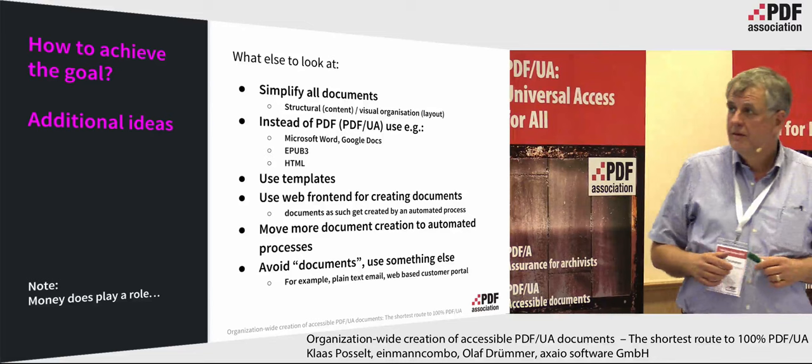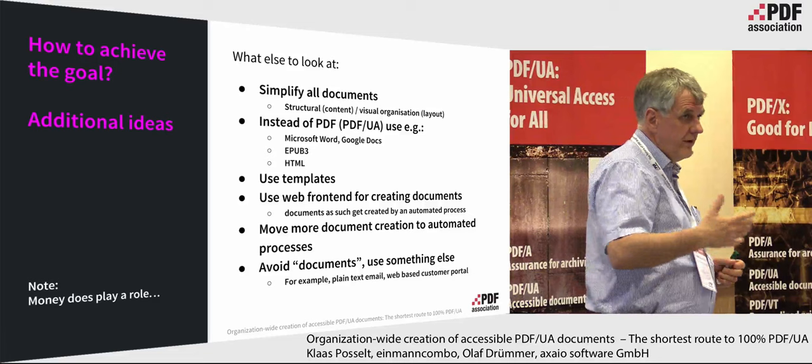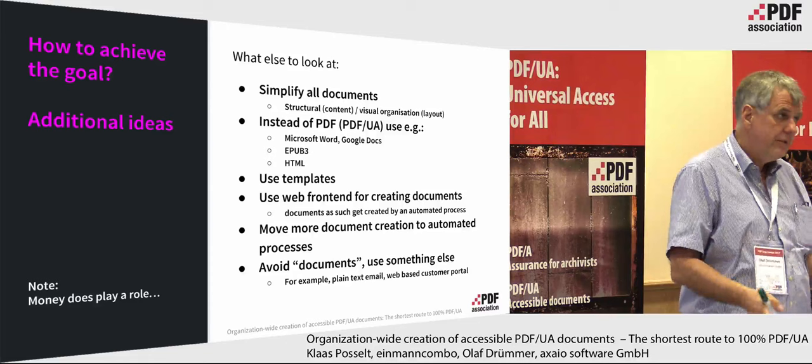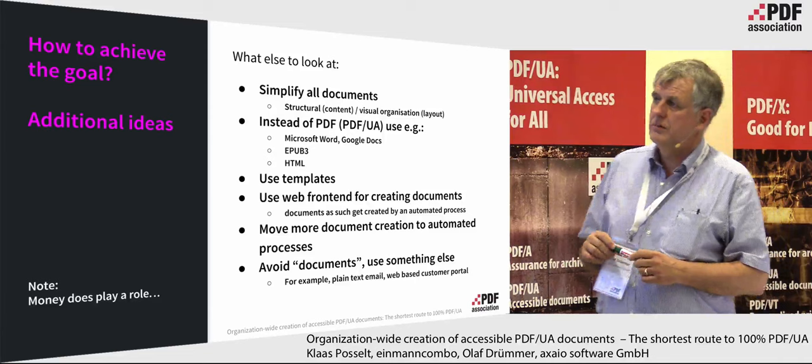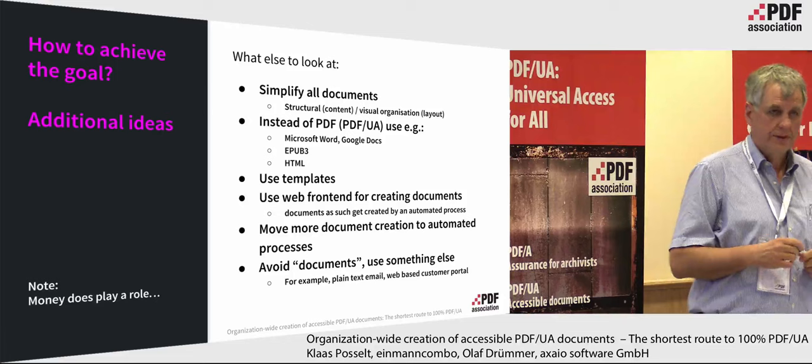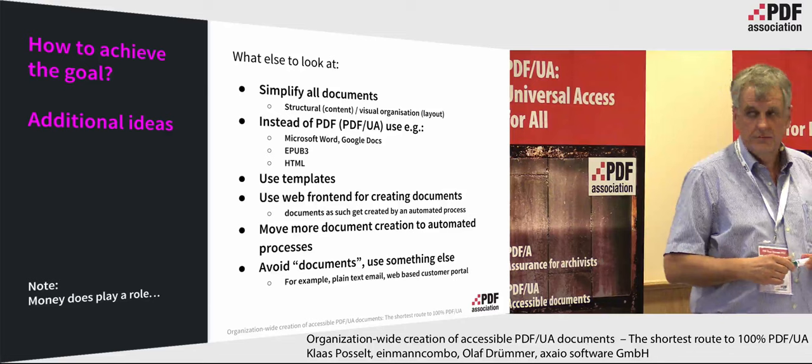And then in the back end, you would have an automated process. So you would invest once in a process that can take that content and turn it into maybe a PDF/UA document, maybe even a Word document that certain people may find easier to use. And all in all, move more document creation to automated processes. That was mentioned already by a couple of people in the room. That would probably at least make it easier to have a sustainable process.